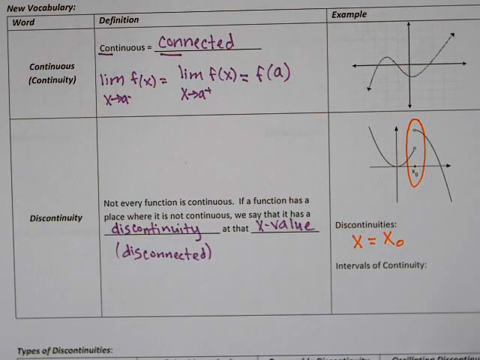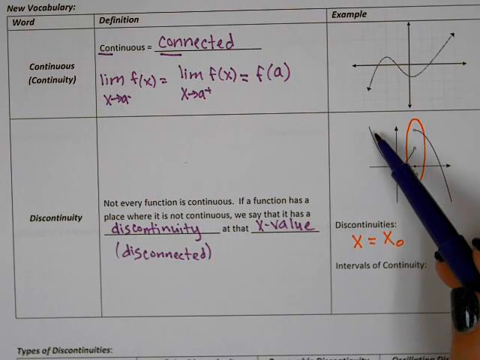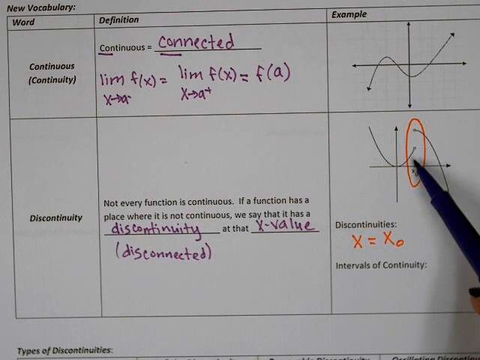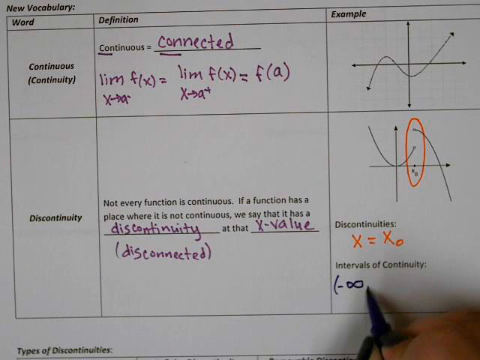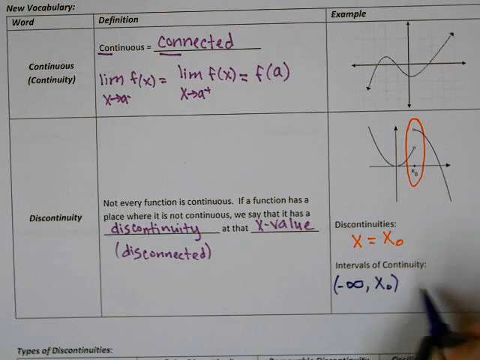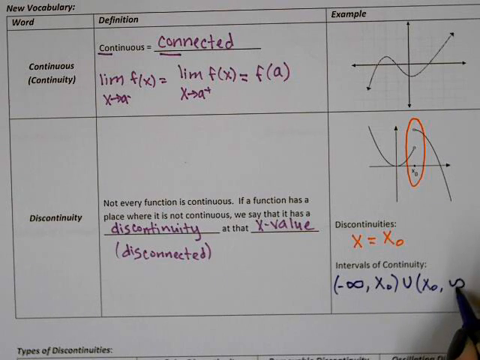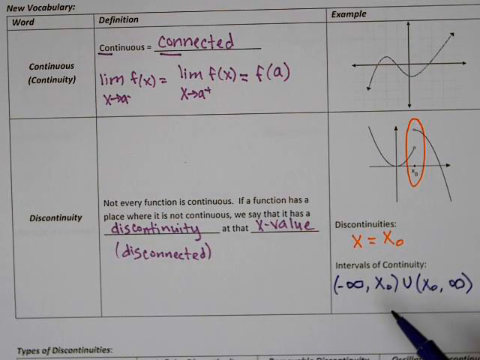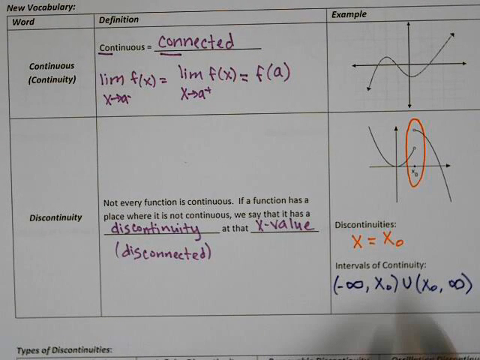The intervals of continuity just means, where is it continuous? We have a break, but where is the function actually continuous? In this case, it's continuous from here, and it keeps going. The only time it's a problem is at x naught. So our intervals of continuity would be negative infinity to x naught, union with x naught to positive infinity. In other words, it's continuous everywhere except at x equals x naught. That's why we have this breaking point here.